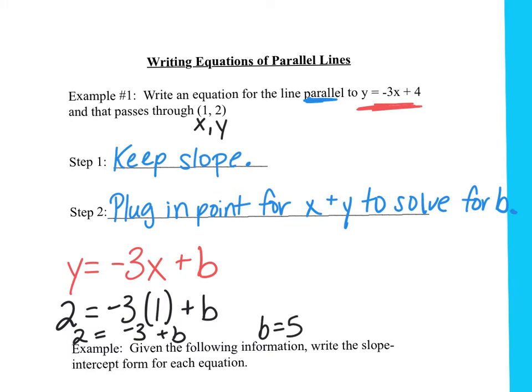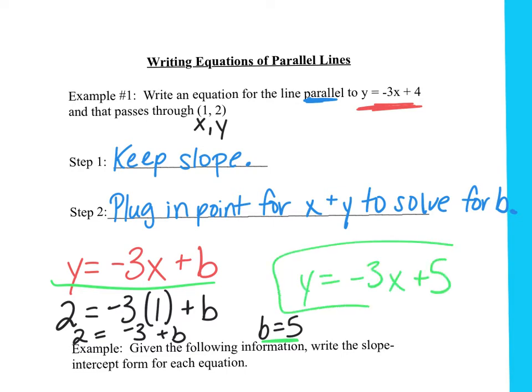The only thing left to do. So I've got my equation and I just found b. So I just need to put in that 5 for b. So y equals negative 3x plus 5.